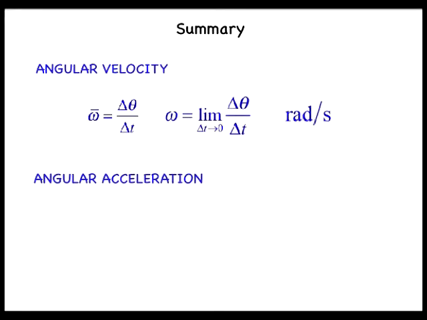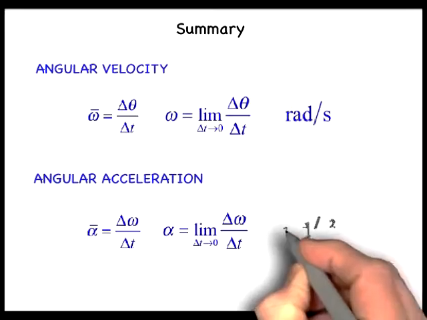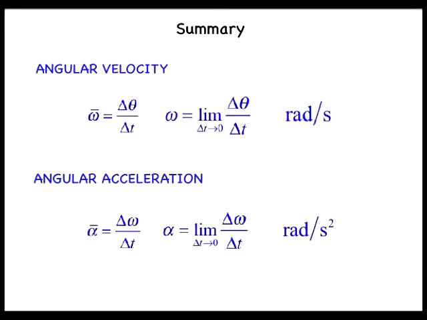The average angular acceleration is given by alpha bar equals delta omega divided by delta t, and the instantaneous acceleration is given by alpha equals the limit as delta t approaches 0 of delta omega divided by delta t. Angular acceleration is measured in units of radians per second squared, and the direction is determined by the sign of the change in the angular velocity, delta omega. Kinematic equations, analogous to those for linear motion with constant acceleration, can be formulated for the case of angular motion with constant angular acceleration.